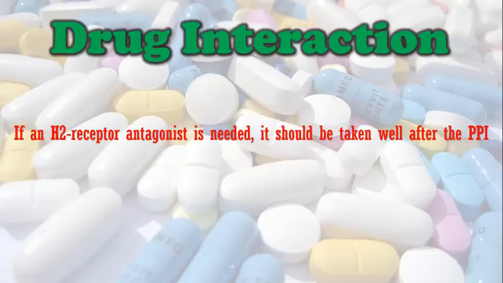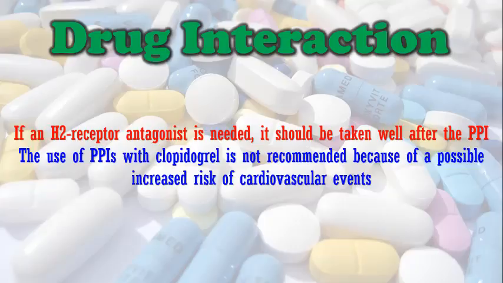If you want to use the H2 receptor antagonist to prevent the histamine stimuli, we should not use it with the PPI simultaneously. We should take it well after the PPI. For example, we can take the PPI in the morning and the H2 receptor antagonist in the evening. The use of PPIs with clopidogrel, which is an antithrombotic agent, is not recommended because of a possible increased risk of cardiovascular events.